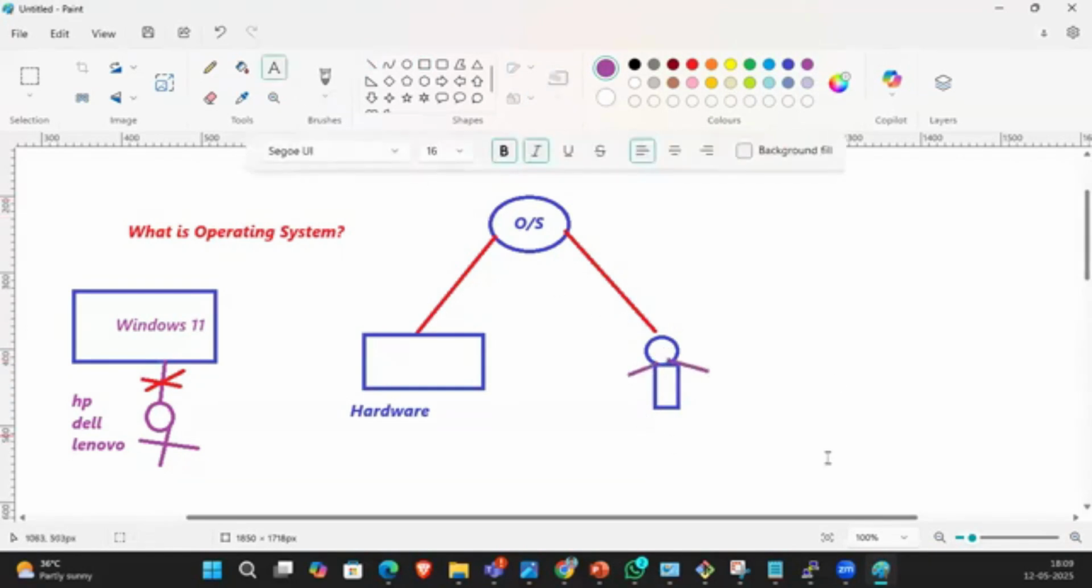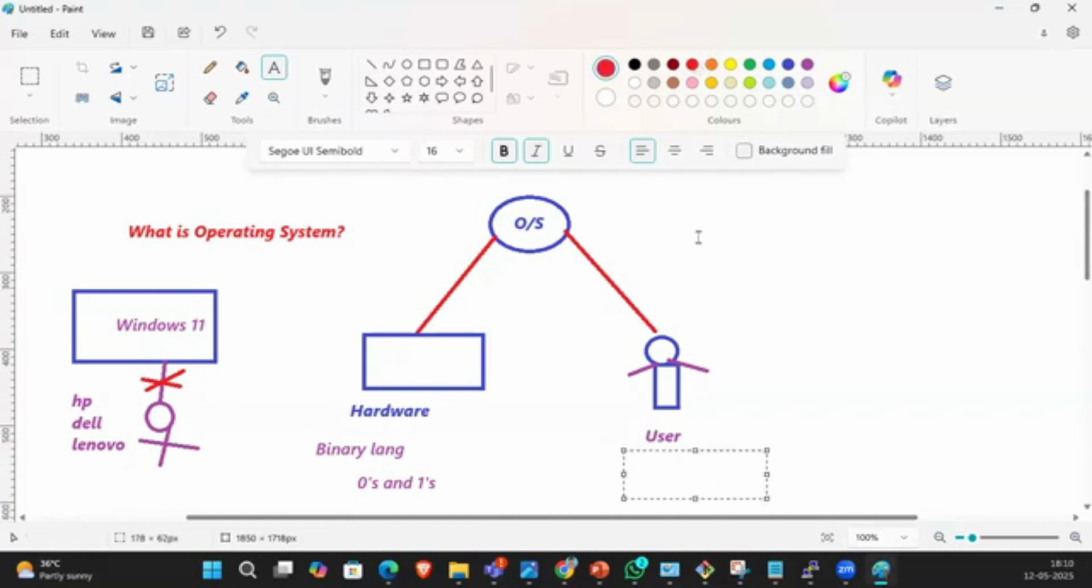So this is called a user. This is a user, and here is the hardware. Guys, hardware knows which language? A binary language. What is binary? Zeros and ones. It's a zeros and ones language. Your hardware knows only zeros and ones.